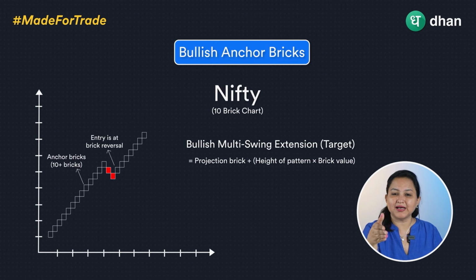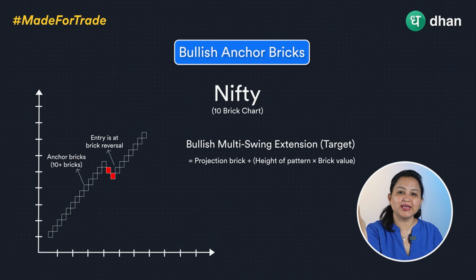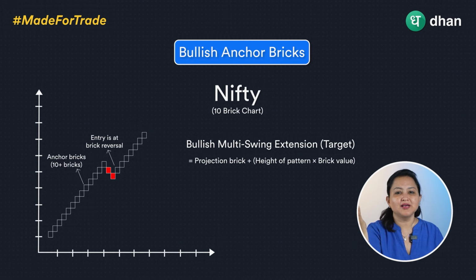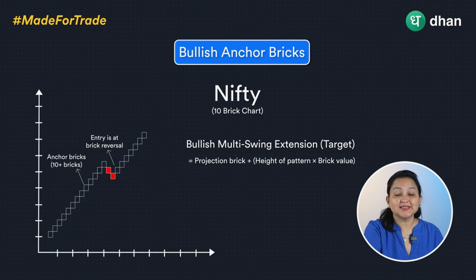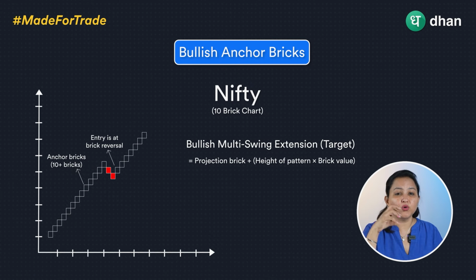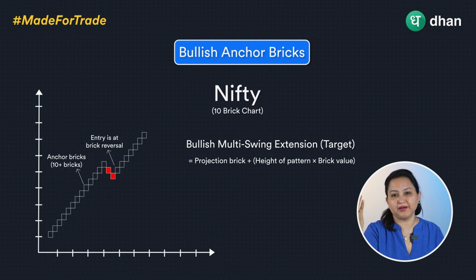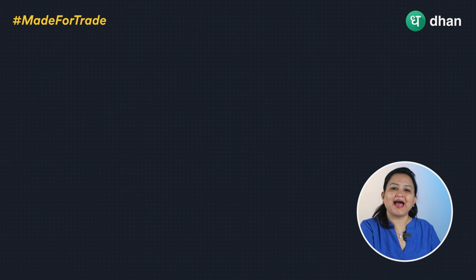Swing breakout plus the number of bricks in the swing multiplied by the box size. The formula remains the same to find your swing extensions or the multiple swing extensions that we have used to find the targets. Stop loss is very minuscule out here again. This is an affordable or a low risk entry that one can use in the direction of the momentum of that particular trade setup. Next example is of anchor brick.